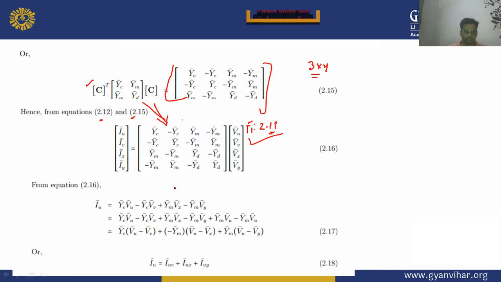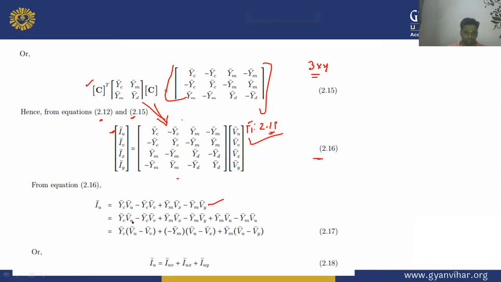So from this equation 2.16, I can write the equation for IU, that IU is equal to YC into VU minus YC into VV minus YM into VX, sorry, plus YM into VX minus YM into VY. So this is the one which we have got.